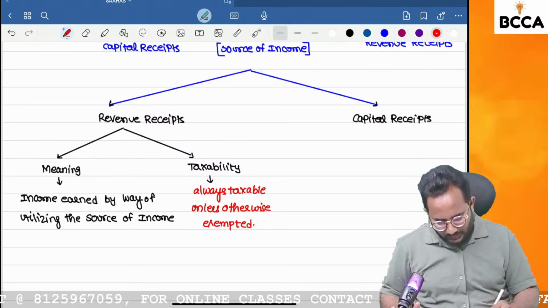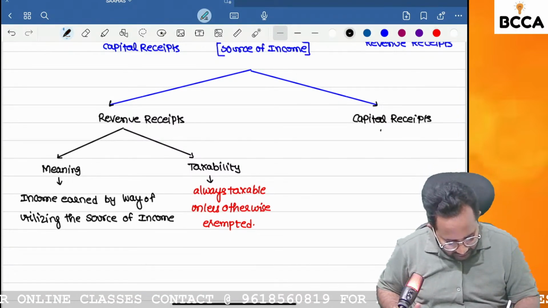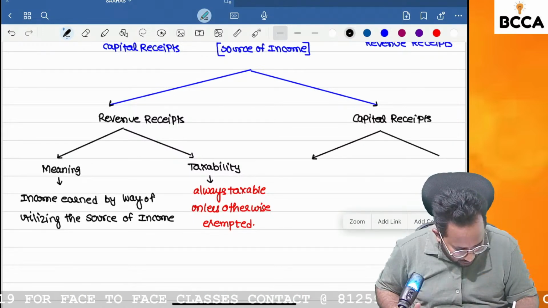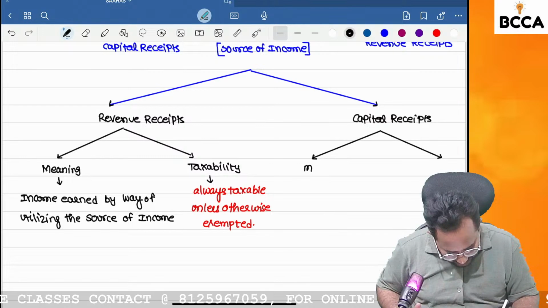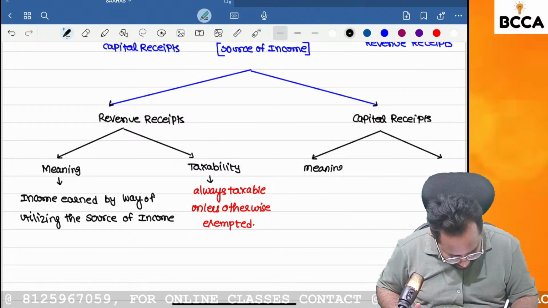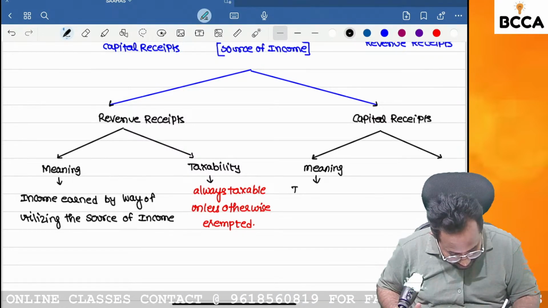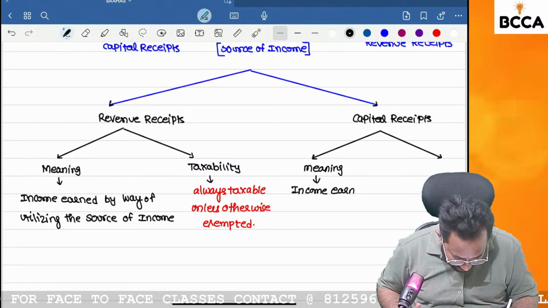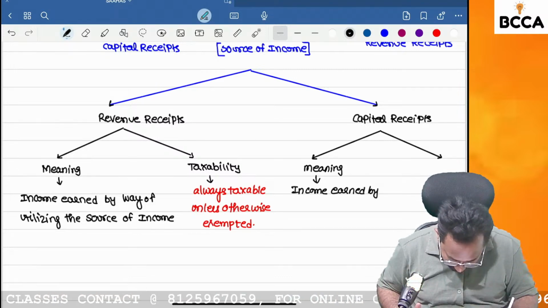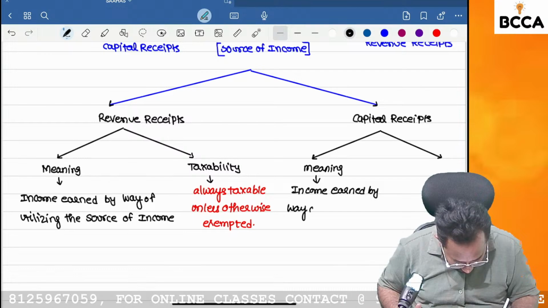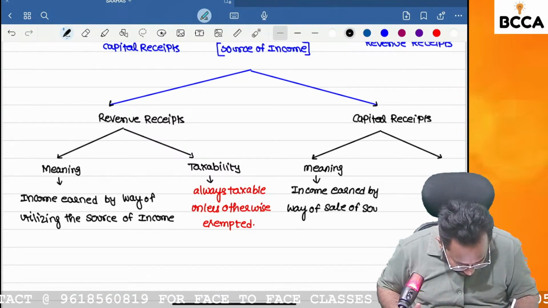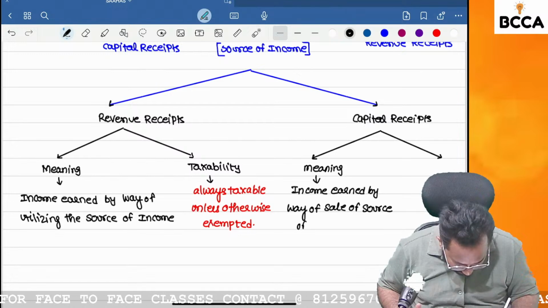Next one. I want to know the meaning of capital receipt as well as the taxability of capital receipts. Meaning first: income earned, but by way of sale of source of income. What is that? Sale of source of income.